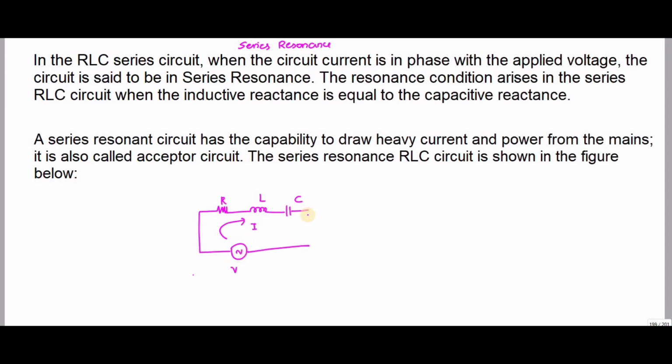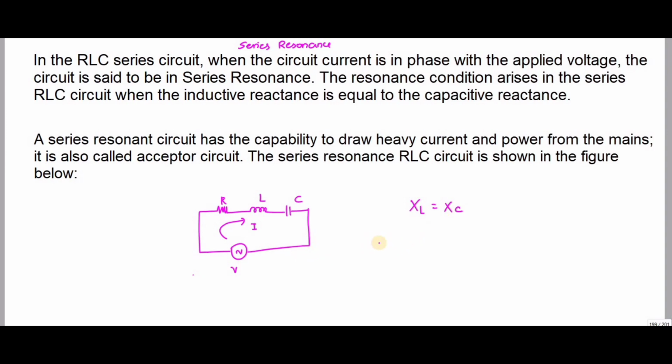This is your P. So the circuit is said to be in series resonance. The resonance condition occurs in the series resonance circuit when XL is equal to XC, that is, inductive reactance is equal to capacitive reactance.